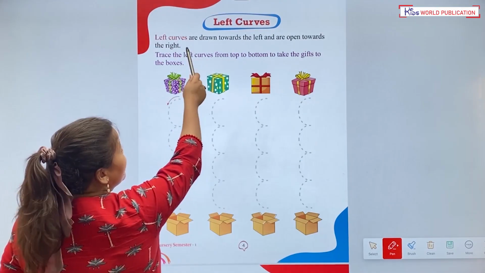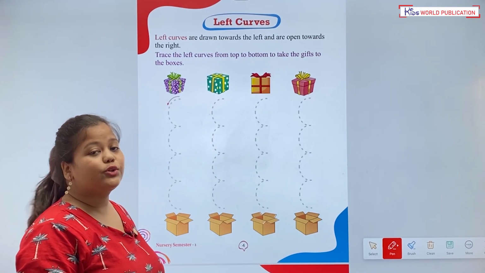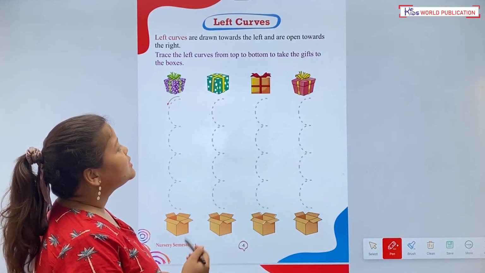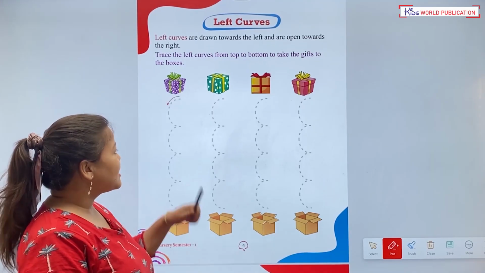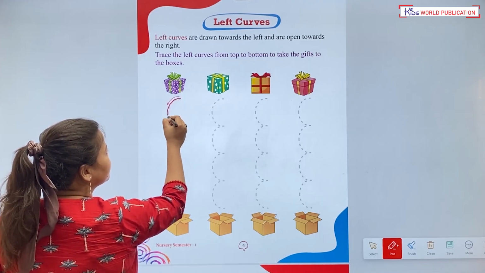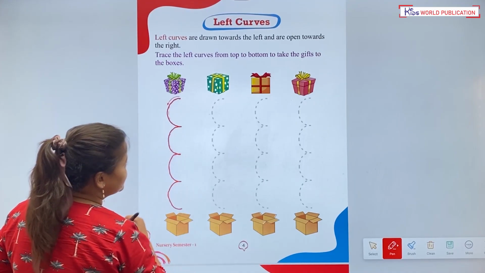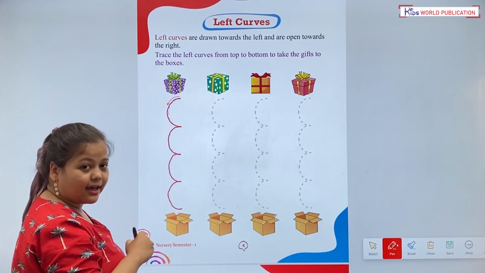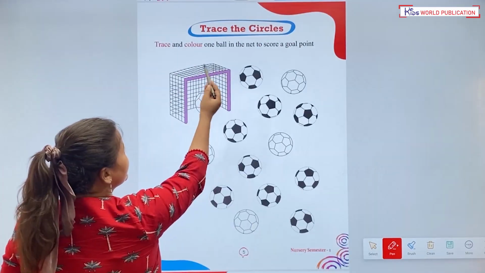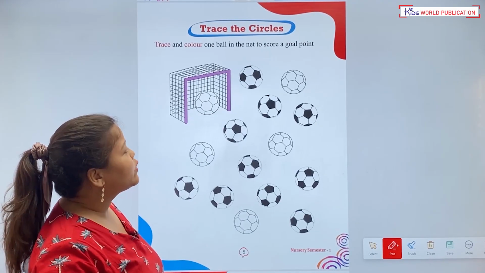Left curves. Left curves are drawn towards the left and are open towards the right. Trace the left curves from top to bottom to take the gift boxes. So kids, let's draw the left curves. So this is how left curves look, and you will draw the rest of the curves by joining the dots.